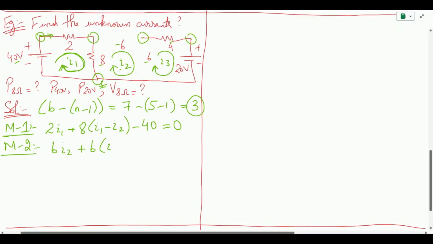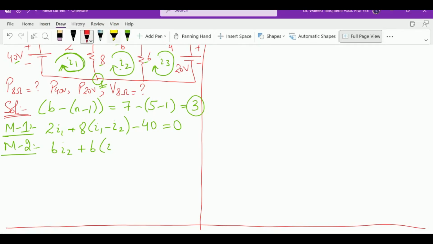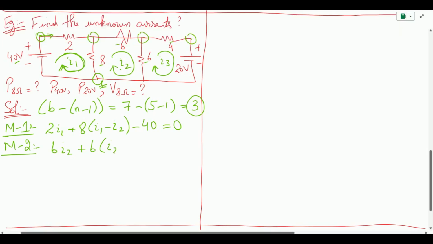This is the circuit. This is 6 ohm. This is 6 ohm. Okay. So it is going to be I2 minus I3 and then plus 8 I2 minus I1 equals to 0. Similarly, for the third, I can write 4 I3 then plus 20 plus 6 I3 minus I2 equal to 0. So these are the three equations which I got.